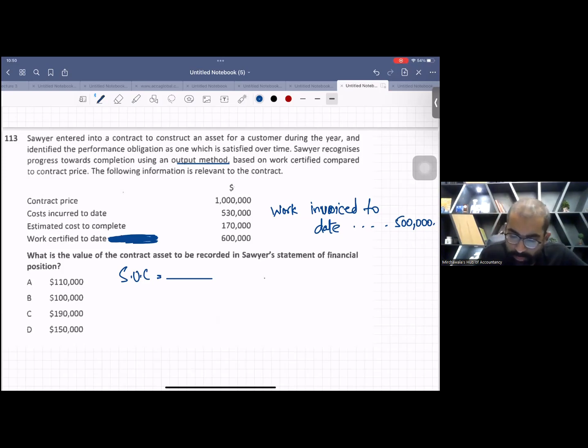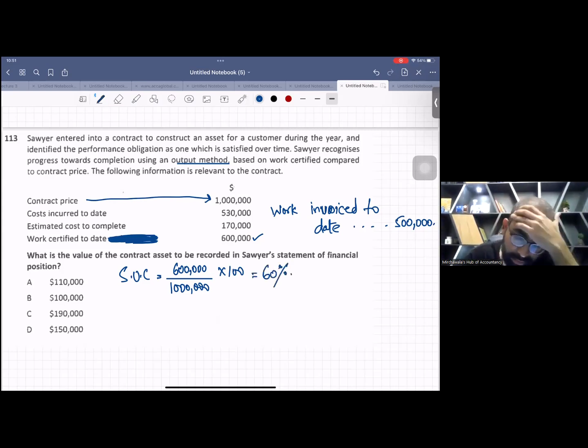Now use your brain. What is the work certified? This 600,000 is the work certified to date divided by contract price, which is 1 million times 100. This is the formula. We all know this. So it's 60%. Okay. So your stage of completion is 60%. Now, again, what is the requirement? See, the requirement is contract asset. Again, the requirement is, my dear student, contract asset.